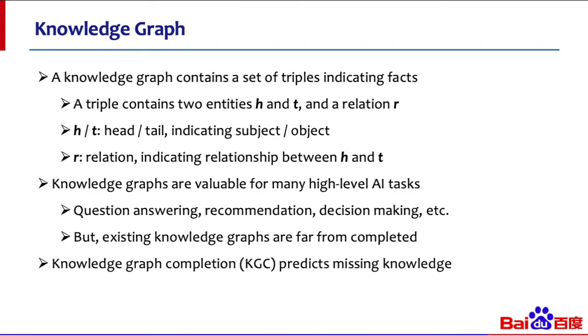Therefore, many efforts have been devoted to the problem of knowledge graph completion. This task aims at predicting missing knowledge in the knowledge graph, such as missing relations, entities, and triples.